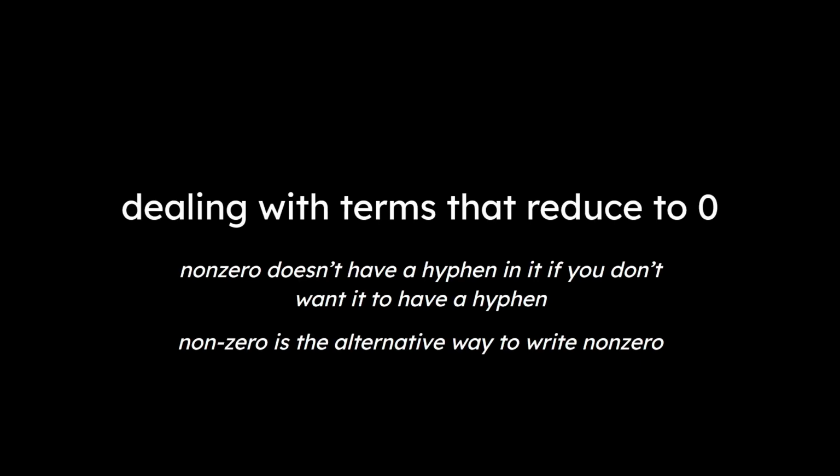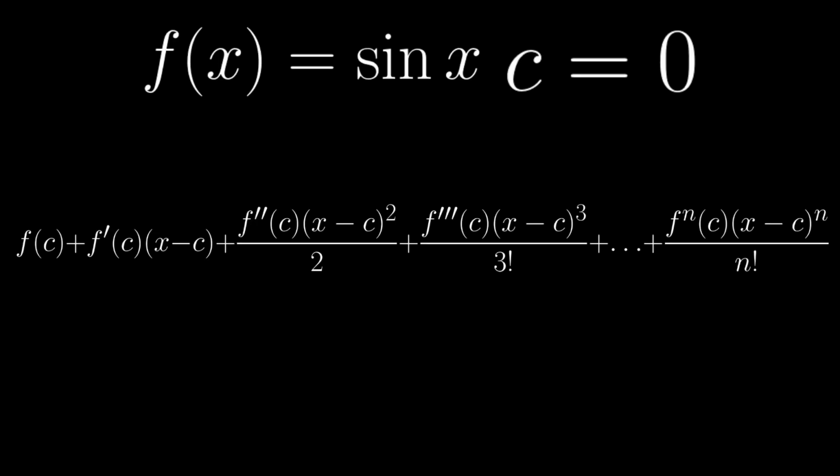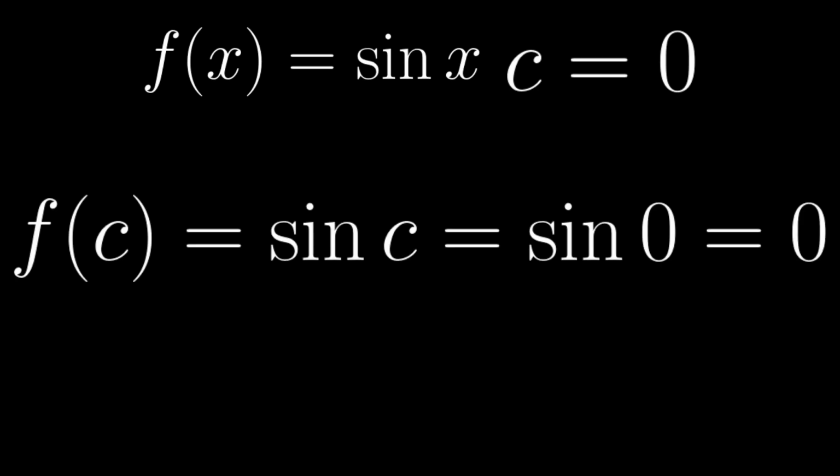However, if it asks for the Taylor series of sine or cosine, then the non-zero part matters. Let's say we want to write the Taylor series of sine around x equals 0 after the first 4 non-zero terms. Let's plug into the nice and friendly Taylor series formula I showed you earlier. Since we're basing everything off x equals 0, c is equal to 0, since we're centered around 0. If f of x is equal to sine of x, then f of c is equal to sine of c, which is equal to sine of 0, which is equal to 0.